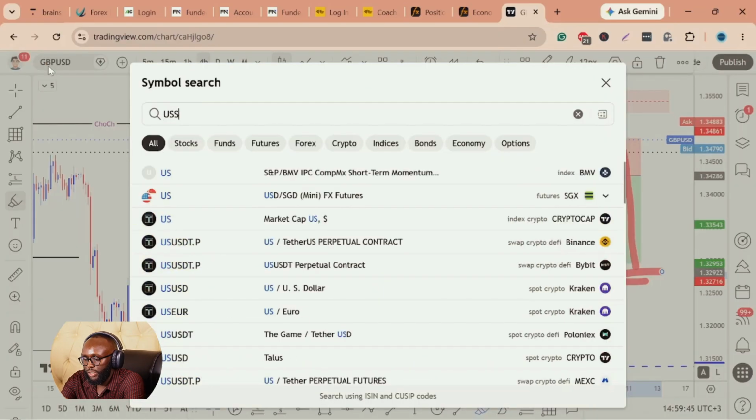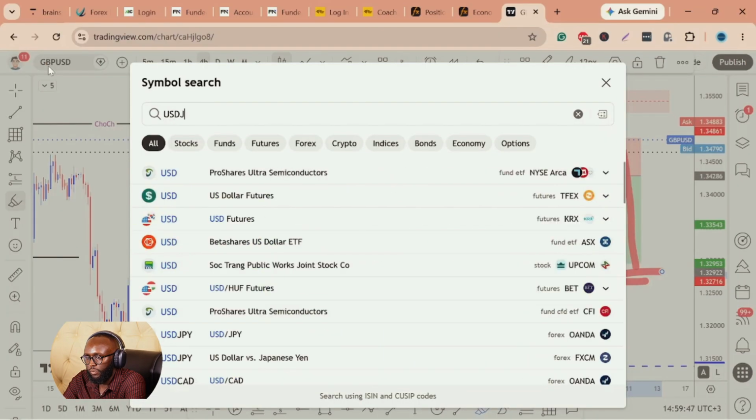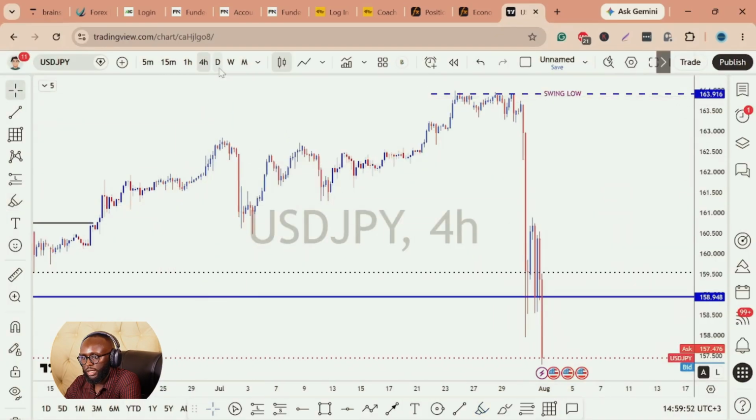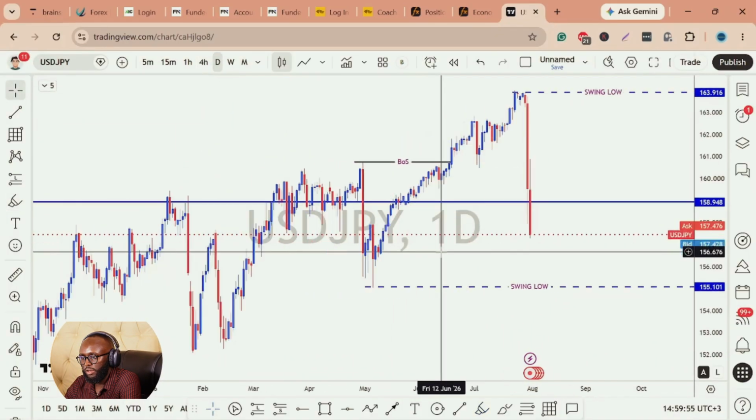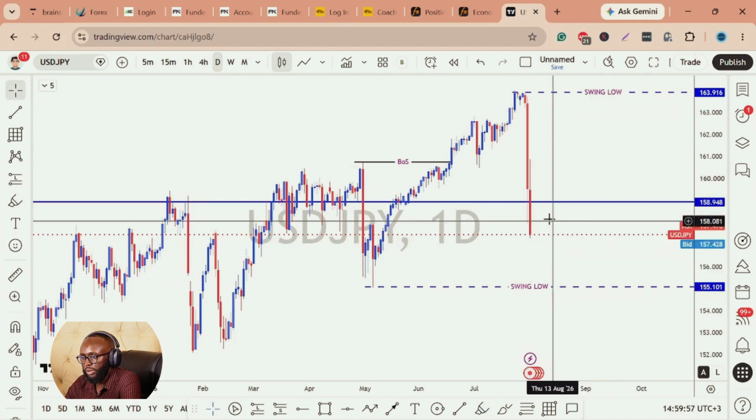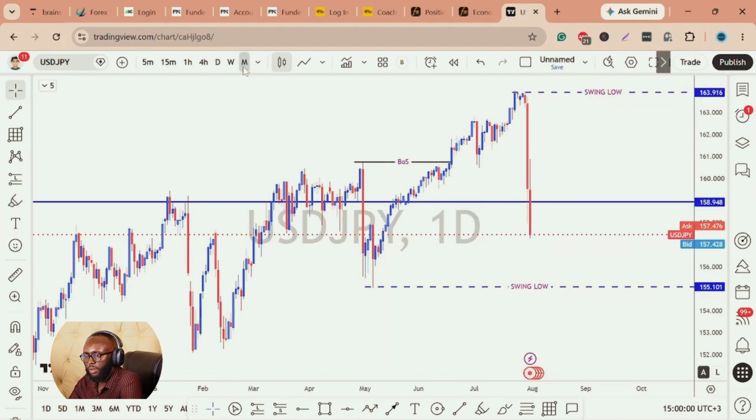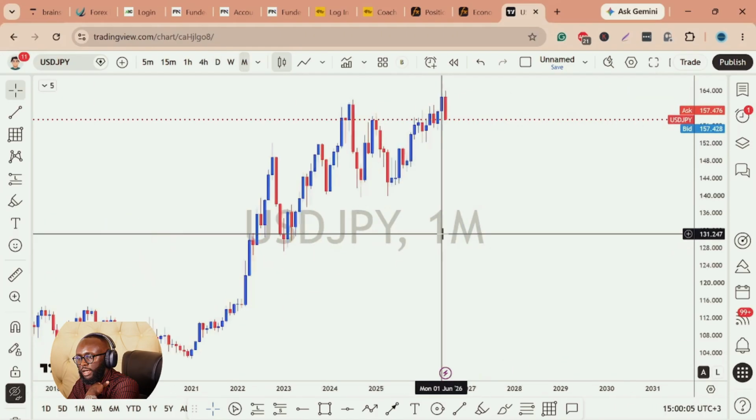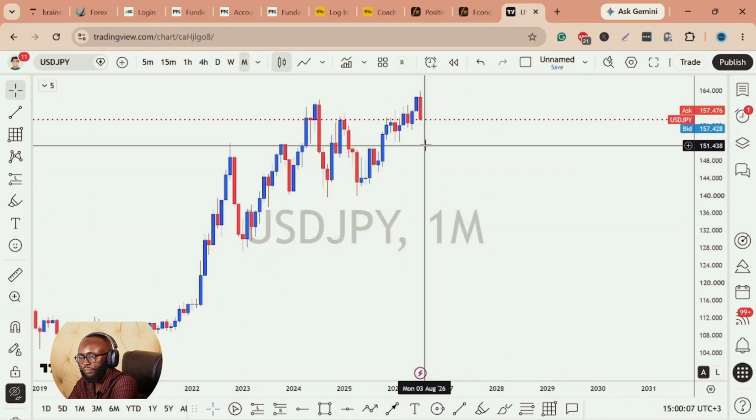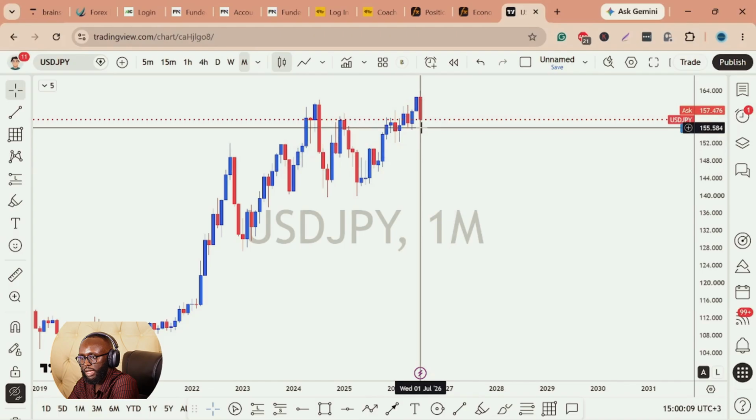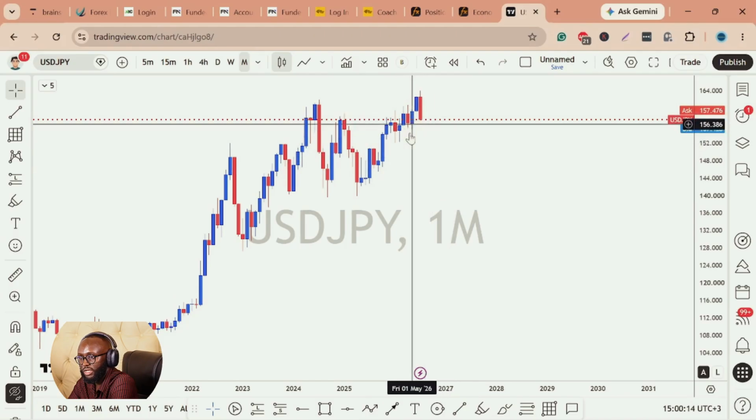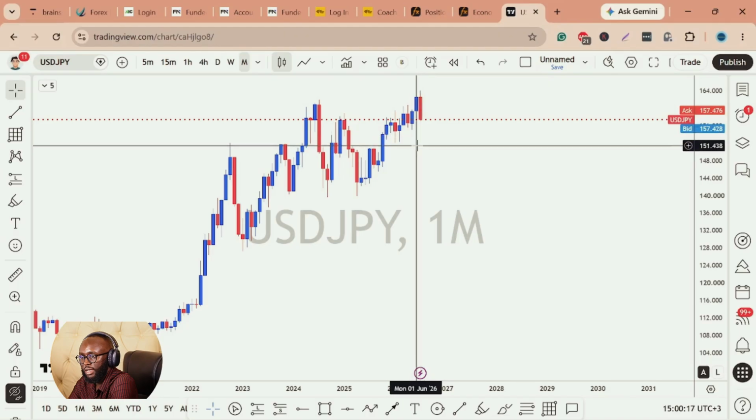Now let's look at USD JPY. Over the last week, on close of last week, we had a very heavy downpour on JPY pairs actually. So maybe we can start off from the monthly time frame. From the monthly time frame, price has been overly bullish for a long time. However, we closed with a bearish candlestick, which is also a bearish engulfing candlestick. That is from the monthly time frame.